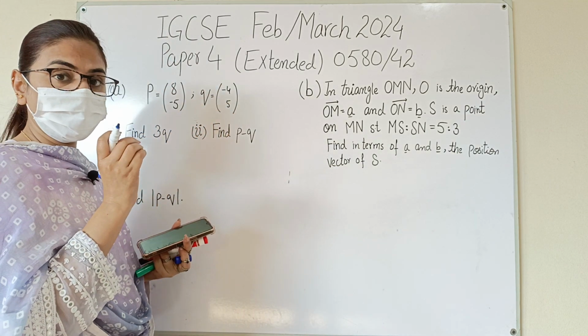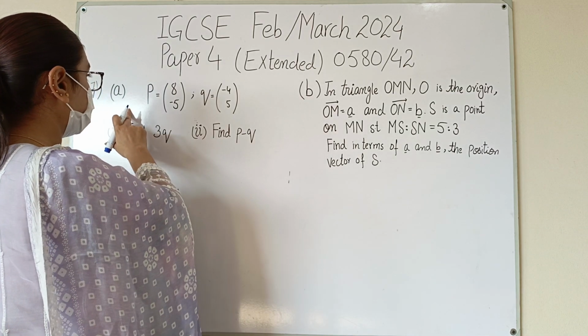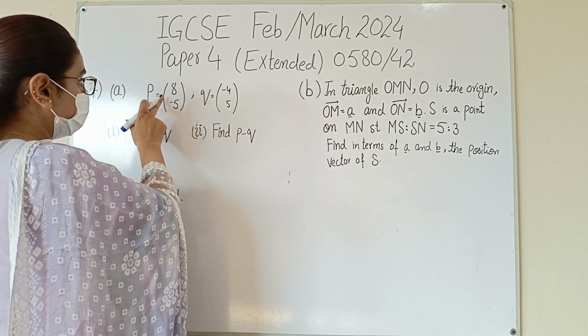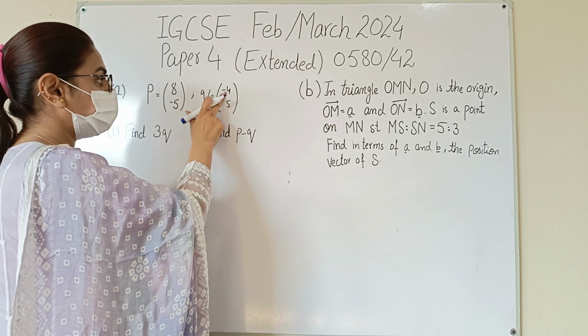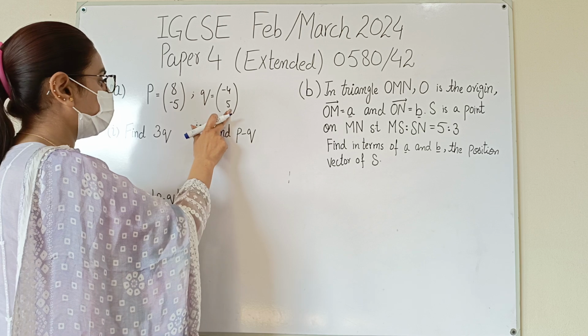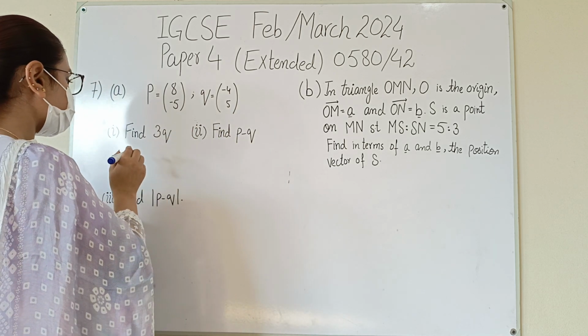In this video, I'm gonna explain question number 7. The question says, in part A, if P has coordinates (8, -5) and Q has coordinates (-4, 5). In the first part, you have to find 3Q.